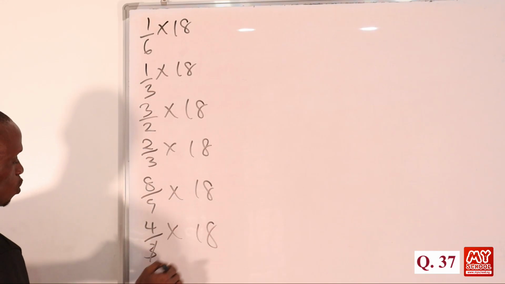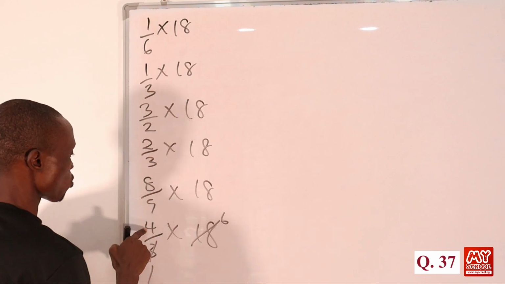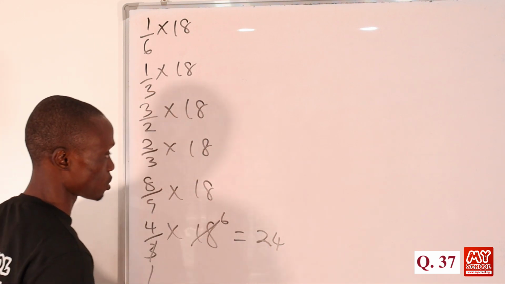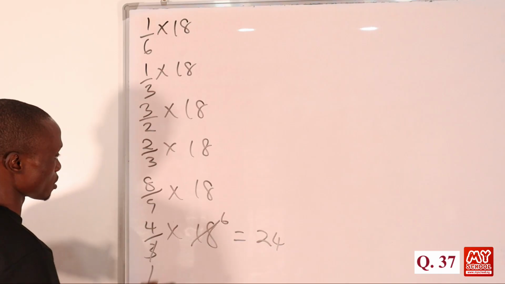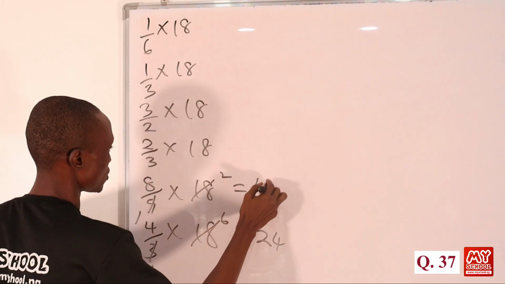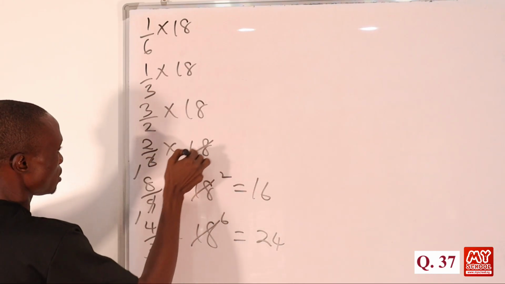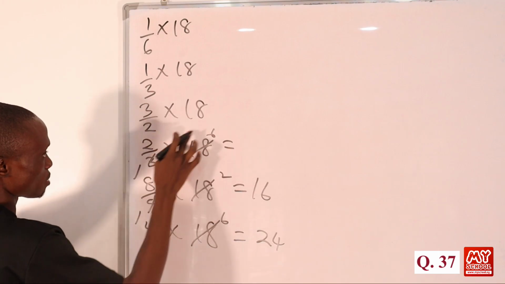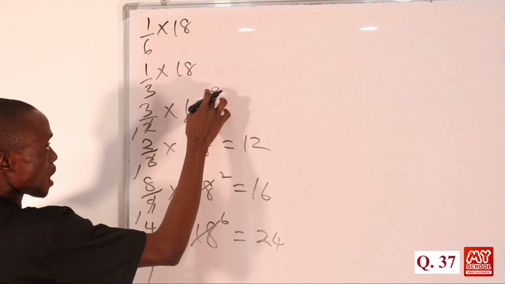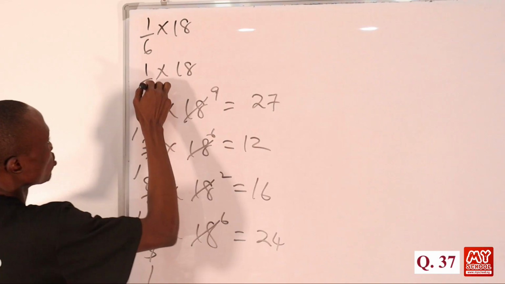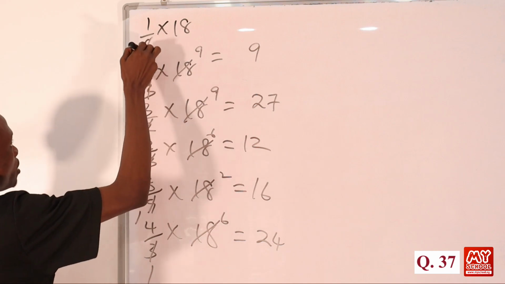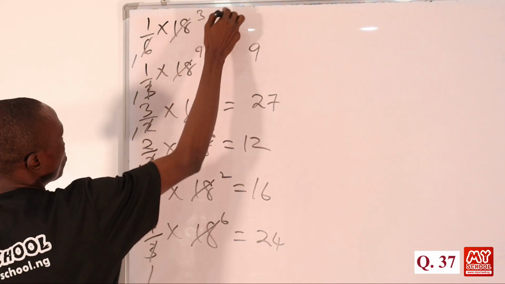So 3 here is 1, 3 here is 6, so 4 times 6 is 24. 9 here is 1, 9 here is 2, so 8 times 2 is 16. 3 here is 1, 3 here is 6, so 2 times 6 is 12. 2 here is 1, 2 here is 9, so 3 times 9 is 27. Here we have 9, and here we have 3.